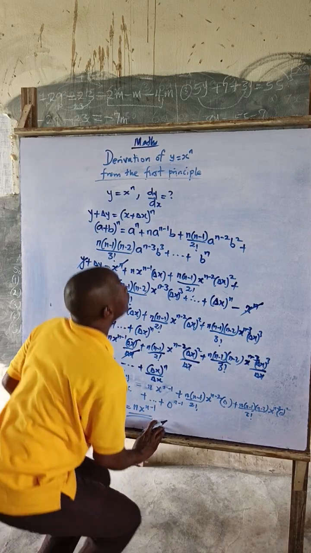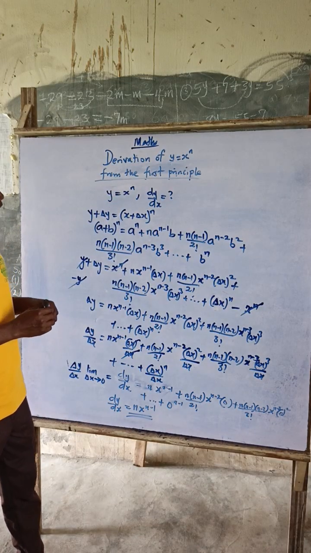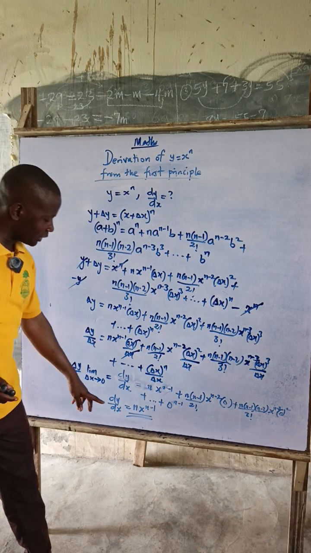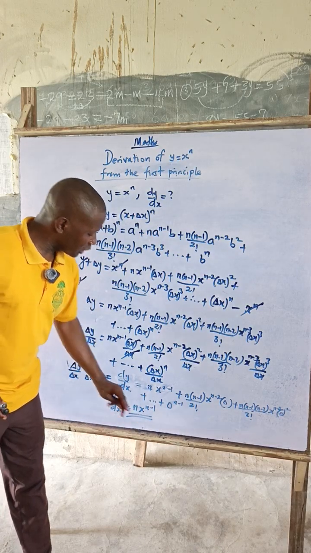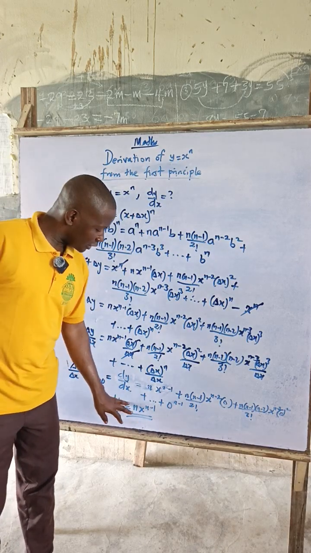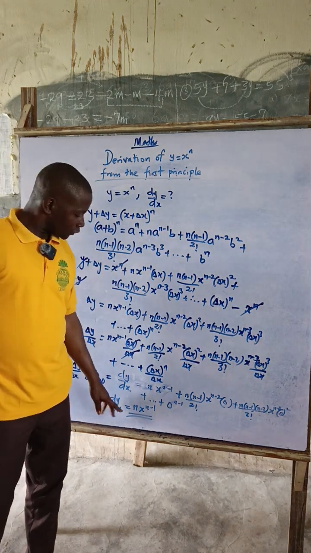So this is the formula we will be using when it comes to the derivative of a given function. That is, dy/dx, the derivative sign, equals n x raised to n minus 1. Please write this down so that we'll be using it in the near future. Thank you.